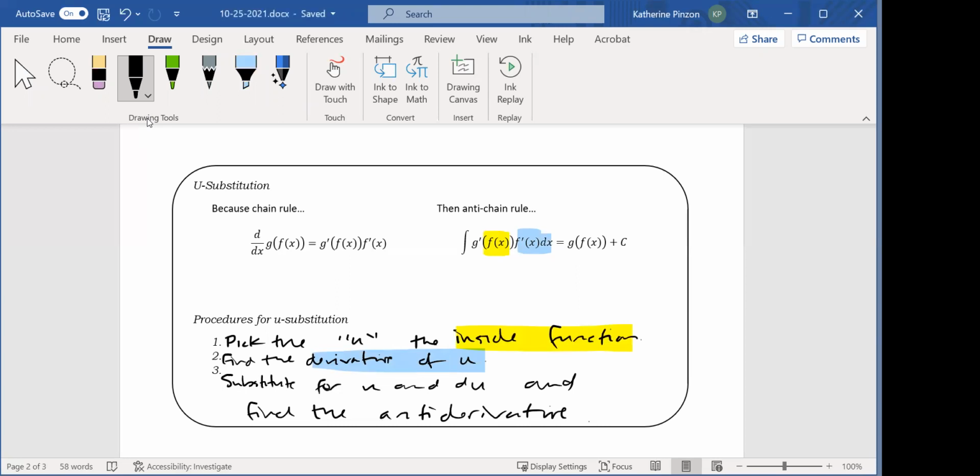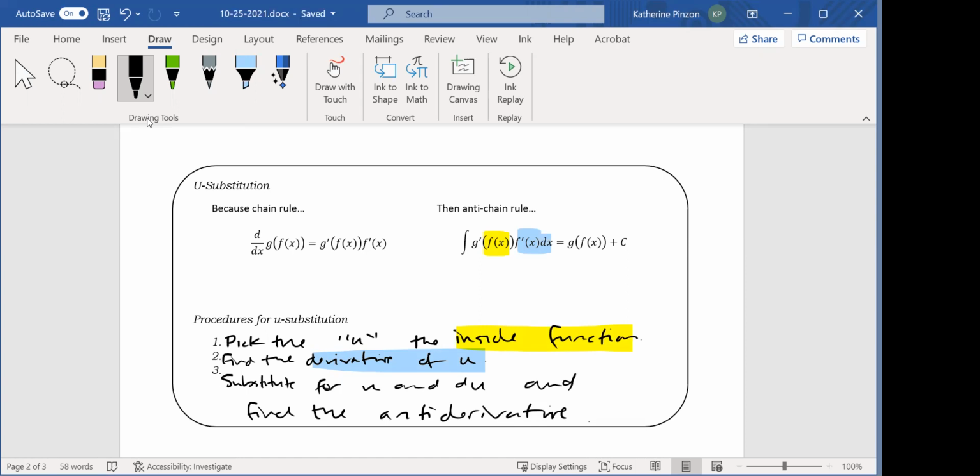Substitute for u and du. So I'm going to substitute back in. I'm going to start with an integral that has a bunch of x's in it. I'm going to pick an inside function. I'm going to find the derivative of that inside function. I'm going to substitute it in. That's going to have a u and a du now. So instead of having a bunch of x's and dx's, I'm going to rewrite it as something that has u's and du's. Hopefully, when I do that rewriting, the antiderivative is easier to find. So it's going to fit one of my rules then.